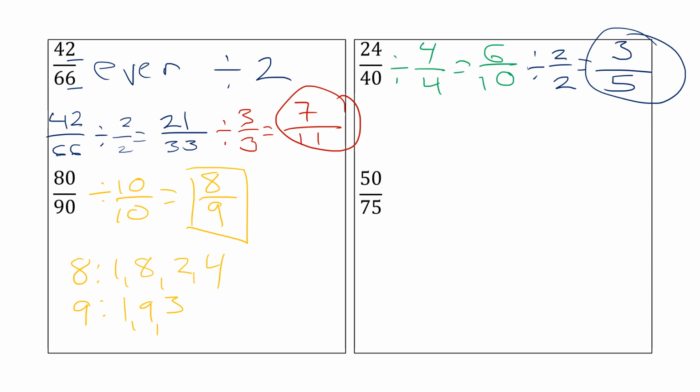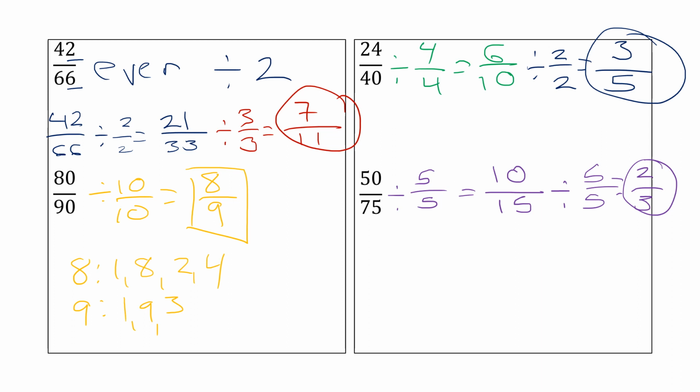One more, 50/75. What will go into both of those, 50 and 75? We could do 5. Let's do 5. Any number that ends in 5 or 0 can be divided by 5. So 50 divided by 5 is 10. How about 75 divided by 5? That should give us 15. Okay, and then what? 10 and 15, we can divide by 5 again. 10 divided by 5 is 2. 15 divided by 5 is 3. So 50/75 is the same as 2/3.